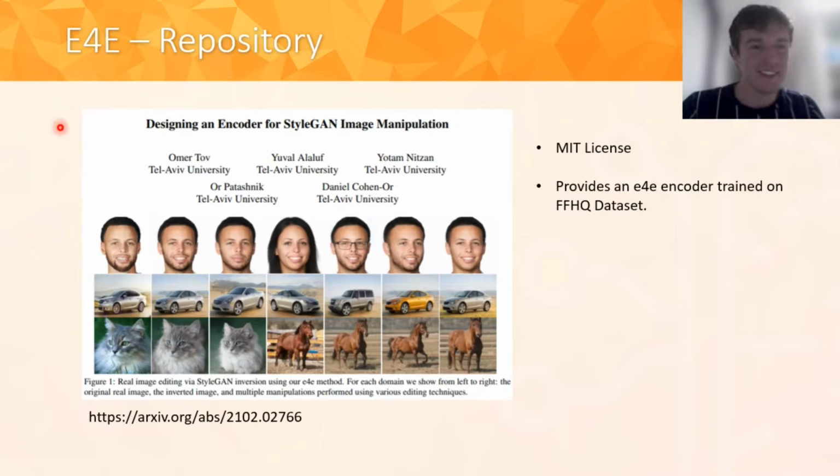Okay, we have used the repository of the paper that introduced the E4E encoder. It has an MIT license, so we can use it for any purpose, and it provides an E4E encoder trained on the FFHQ dataset with a StyleGAN decoder that comes with it.